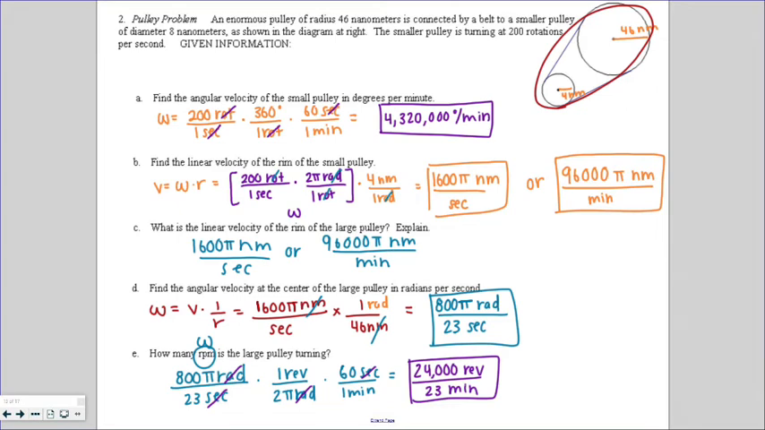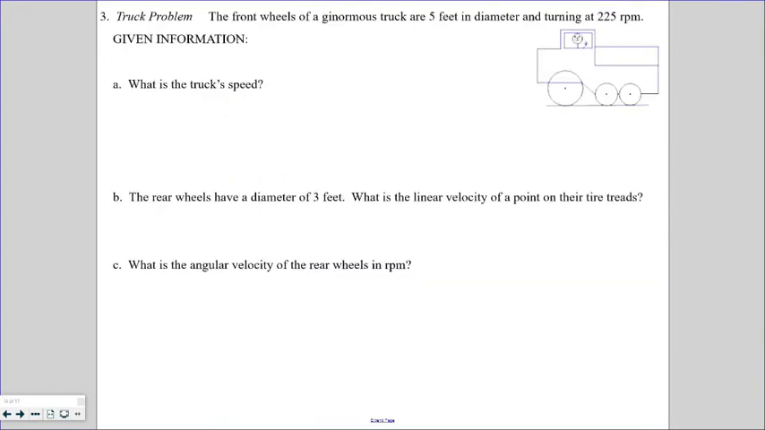Okay. Turn the page. One more thing. We're going to look at a truck. All right, last example here. We've got a truck. It's a really big truck because the front wheels of the truck are 5 feet in diameter. That's huge, by the way. Okay, so they are turning also at 225 revolutions per minute. And we are asked first to figure out what the truck's speed is.